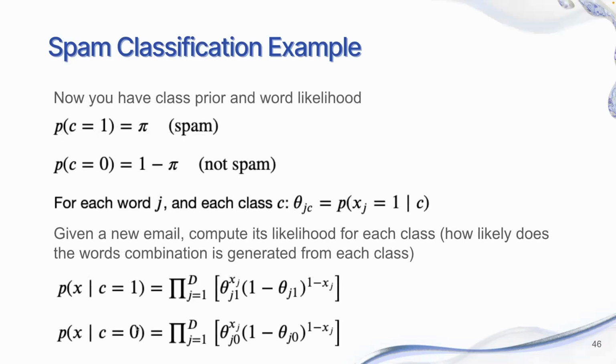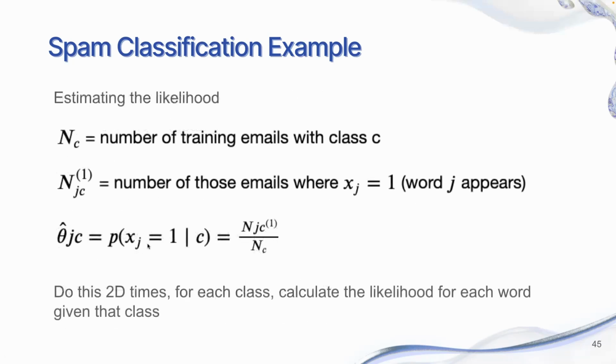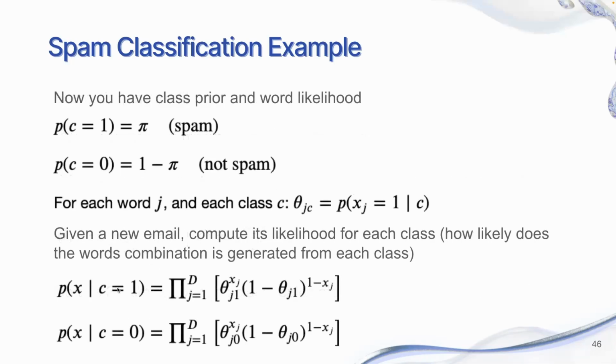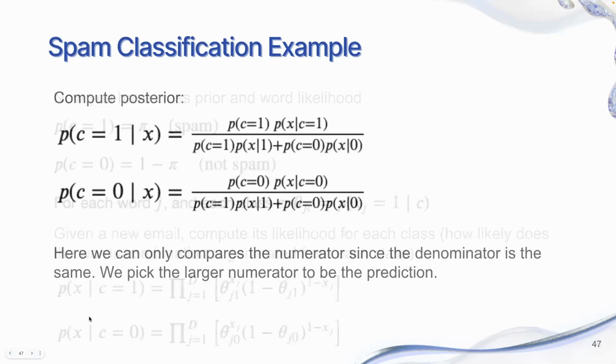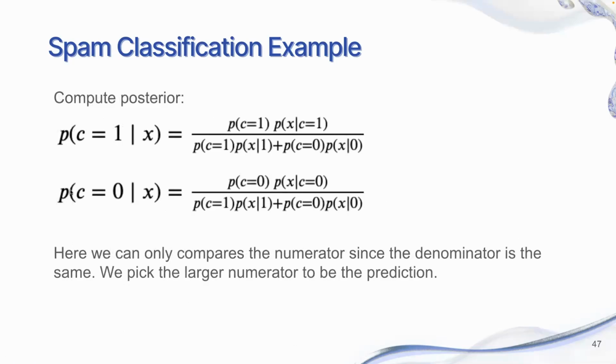And then once you have the likelihood, here's the likelihood for each individual word, and here's the likelihood for the entire email. Once you know the entire likelihood for the email, you can just apply the posterior. So given some new email, whatever it could be, you can compute whether it's spam or not spam. And this term is, in the end, your prediction of how likely your email is spam or not spam.